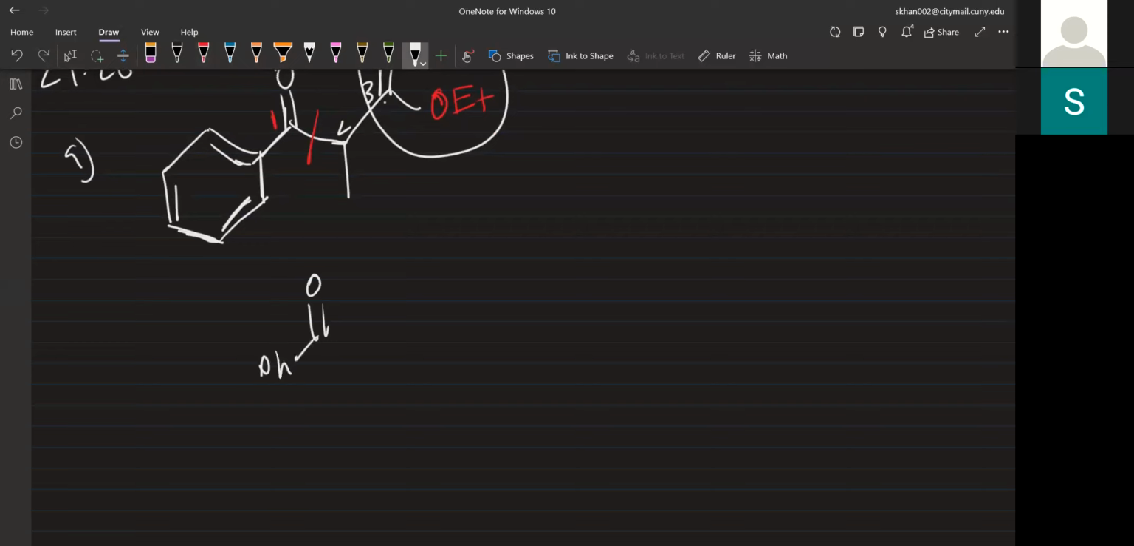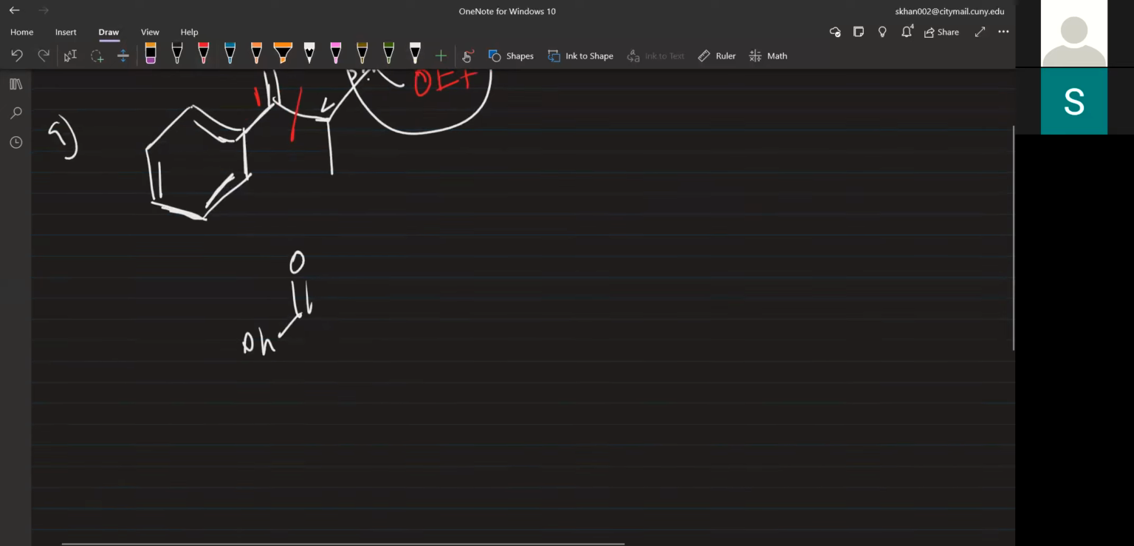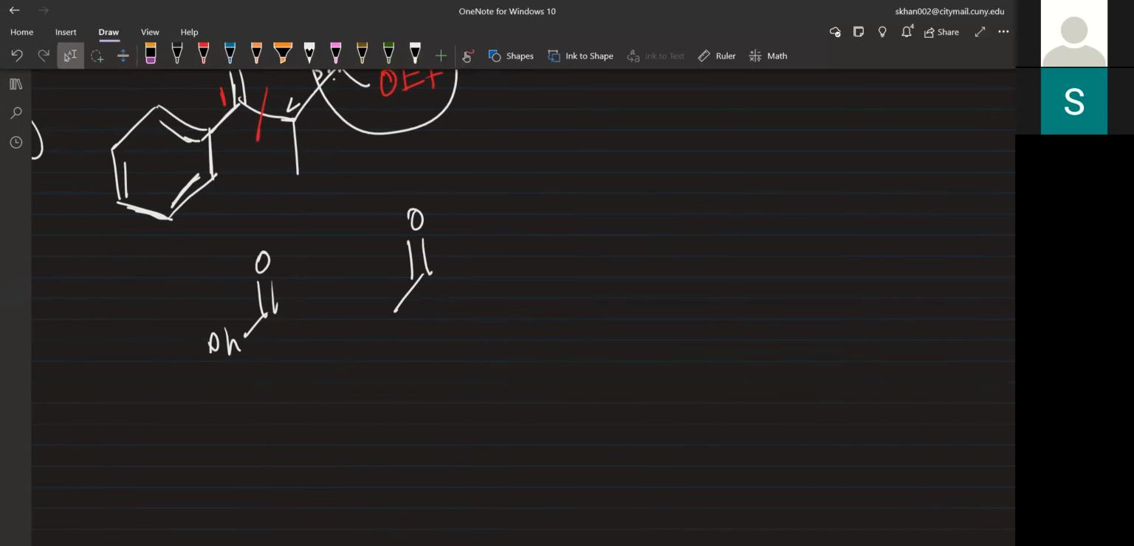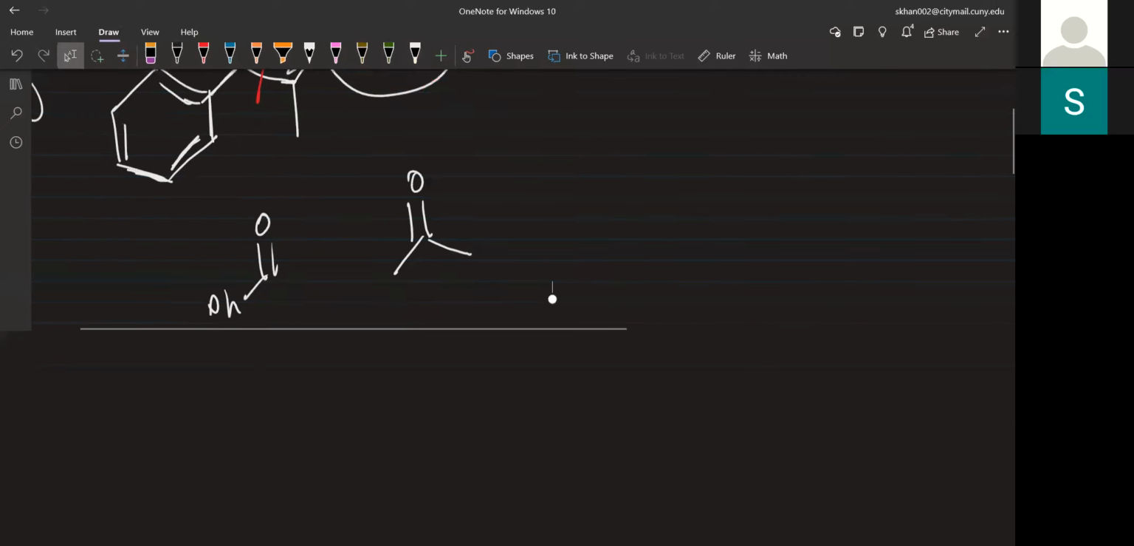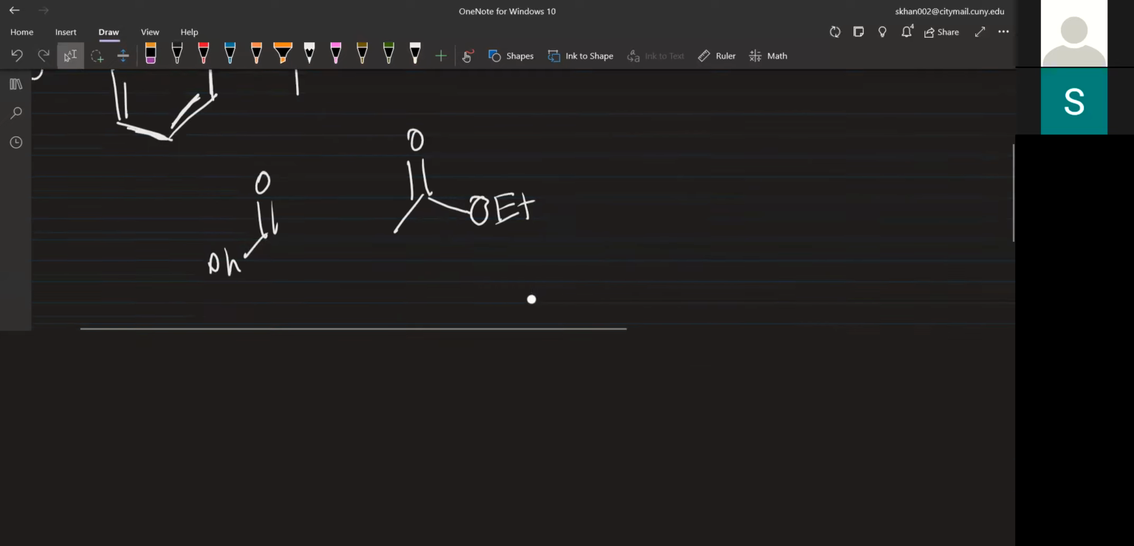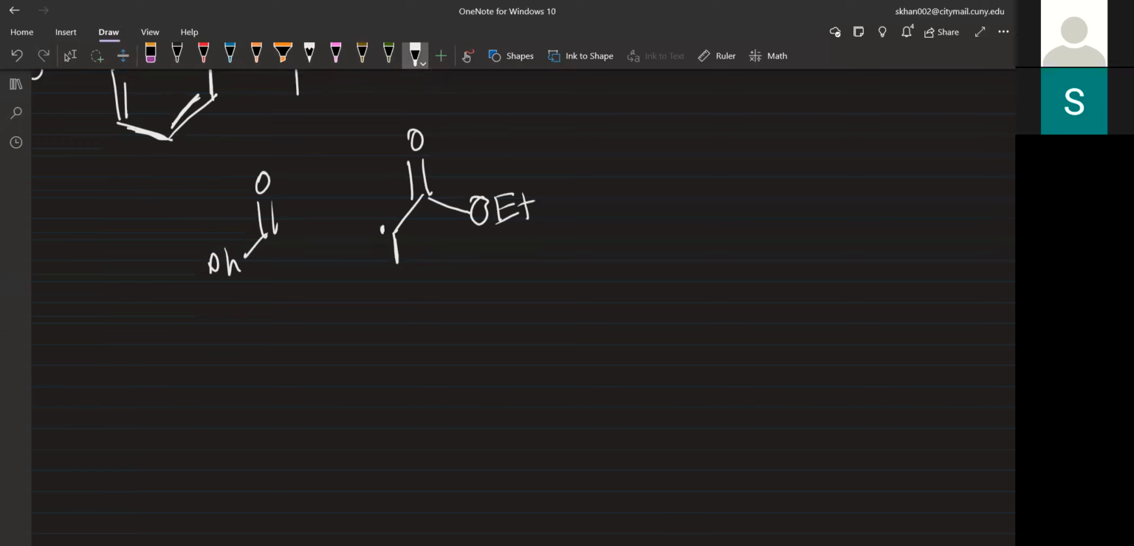abbreviate this as phenyl. Here we have, oops. This is getting annoying. God damn it. I was practicing with the glove earlier. It was going just fine. Now it's deciding to just bug out like crazy.